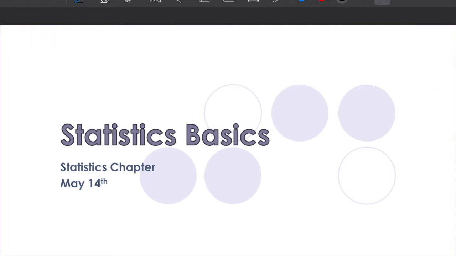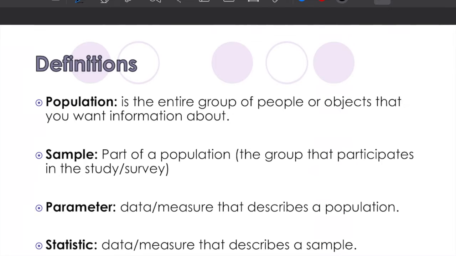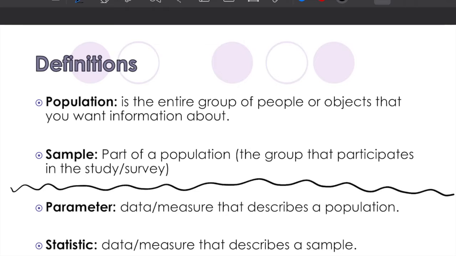I'm tired of this. Anyways, today we're going to be going over some basics of statistics. So, a couple definitions of words that you'll hear pretty often. Whenever you have some kind of survey or a study, there are two groups, if you will. Basically, you have your population. The population is the entire group of people or objects that you want information about.